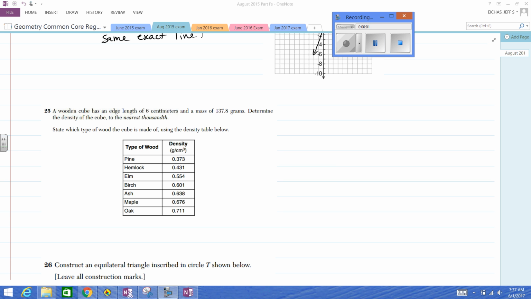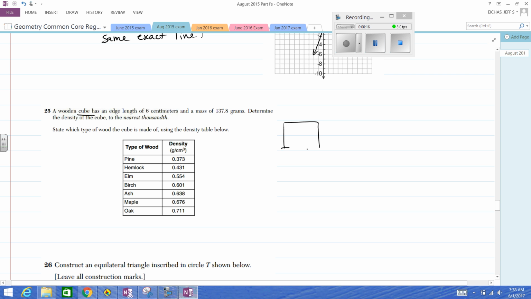So we're back again for the, let's see, we're at the August 2015 exam, starting with the 2-point open response questions, number 25. All right, so you have a cube. What that simply means when they say it's a cube is that if you have a length of 6, you have a width of 6 and a height of 6 as well.